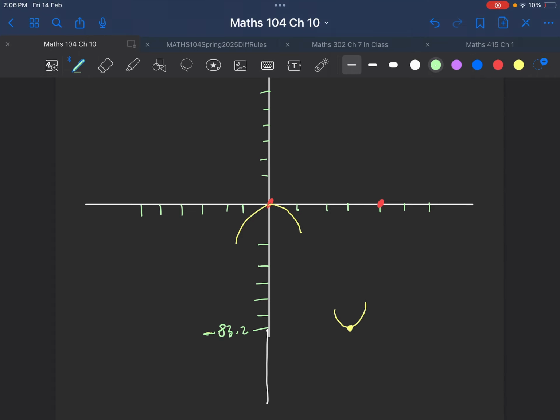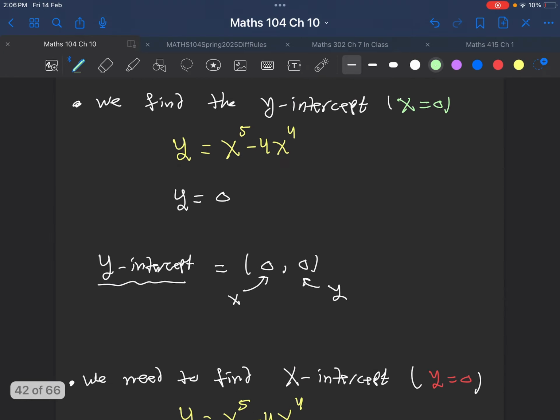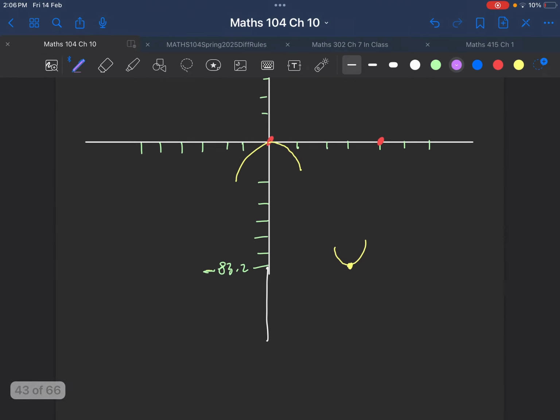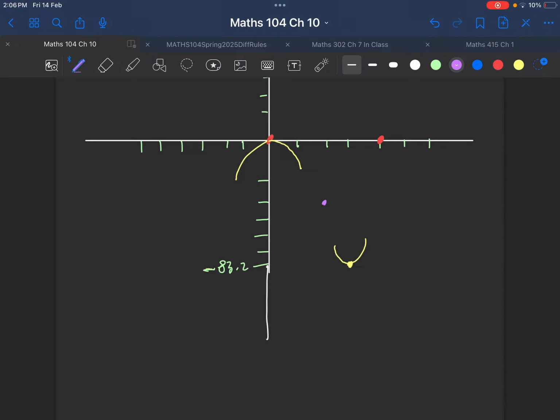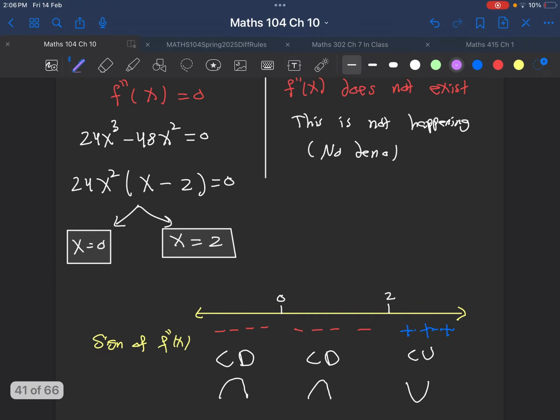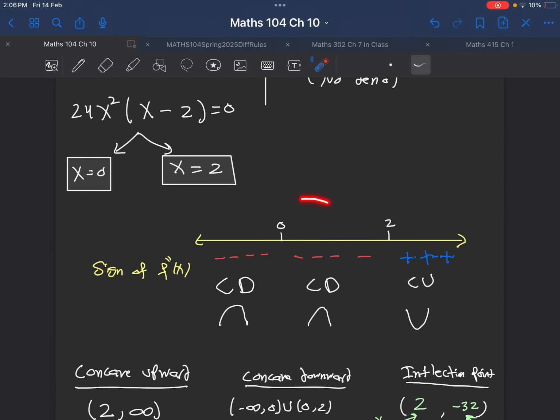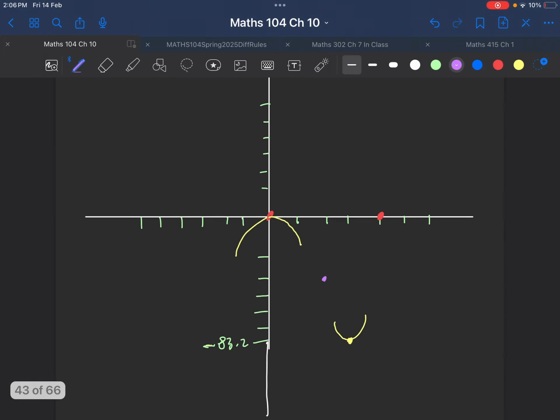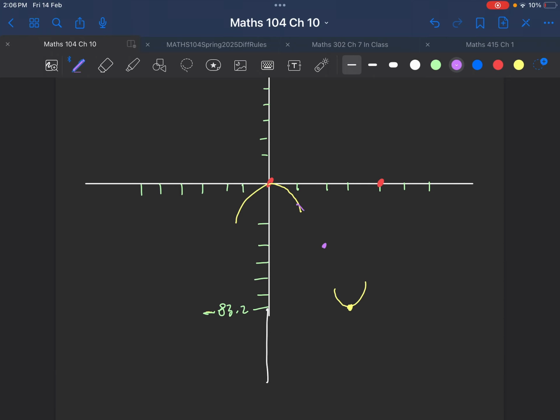Next, we write the inflection point, and I think this is where we will finish. The inflection point is at 2 and negative 32. Let me do it with a different color. At 2 and negative 32, which is this one. Now, what happens at 2? It goes from downward to upward, so it will be like a turn in the middle. So if I try to sketch it, I should go like this, and then I change my behavior. Going down, and then I go up.